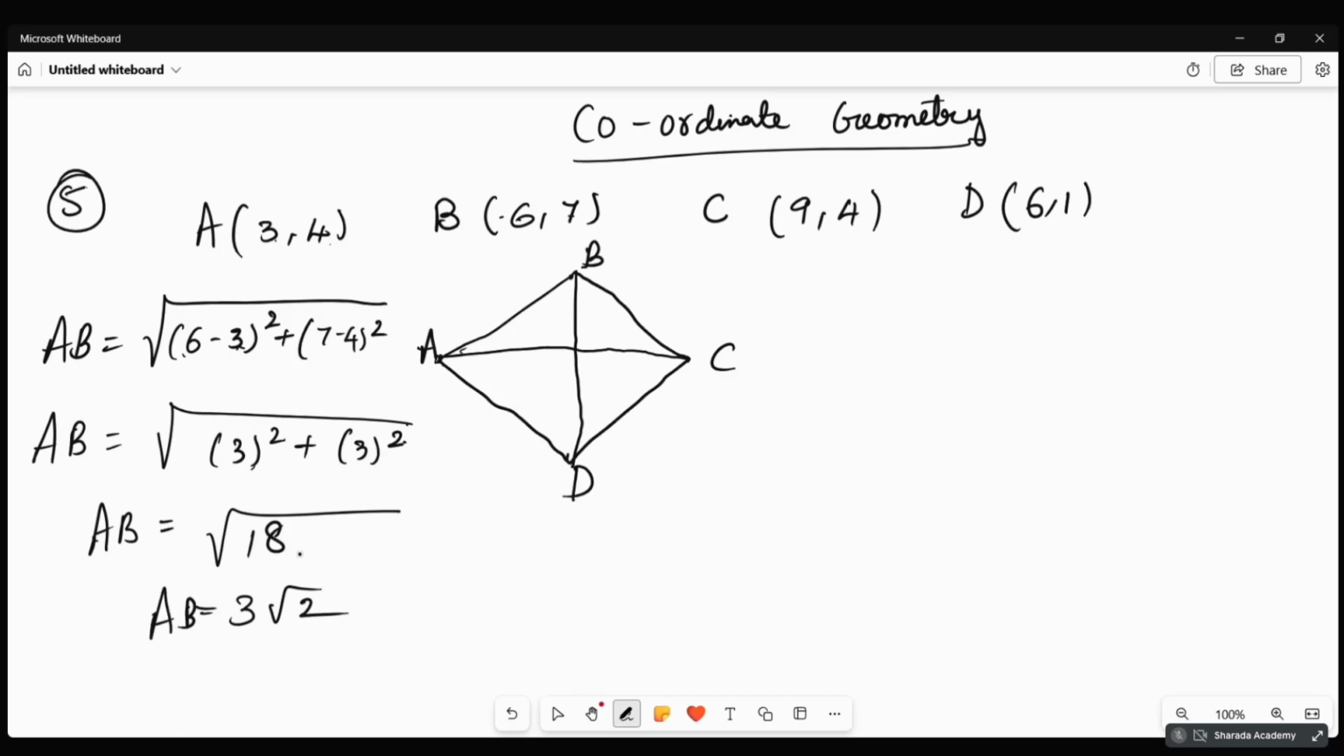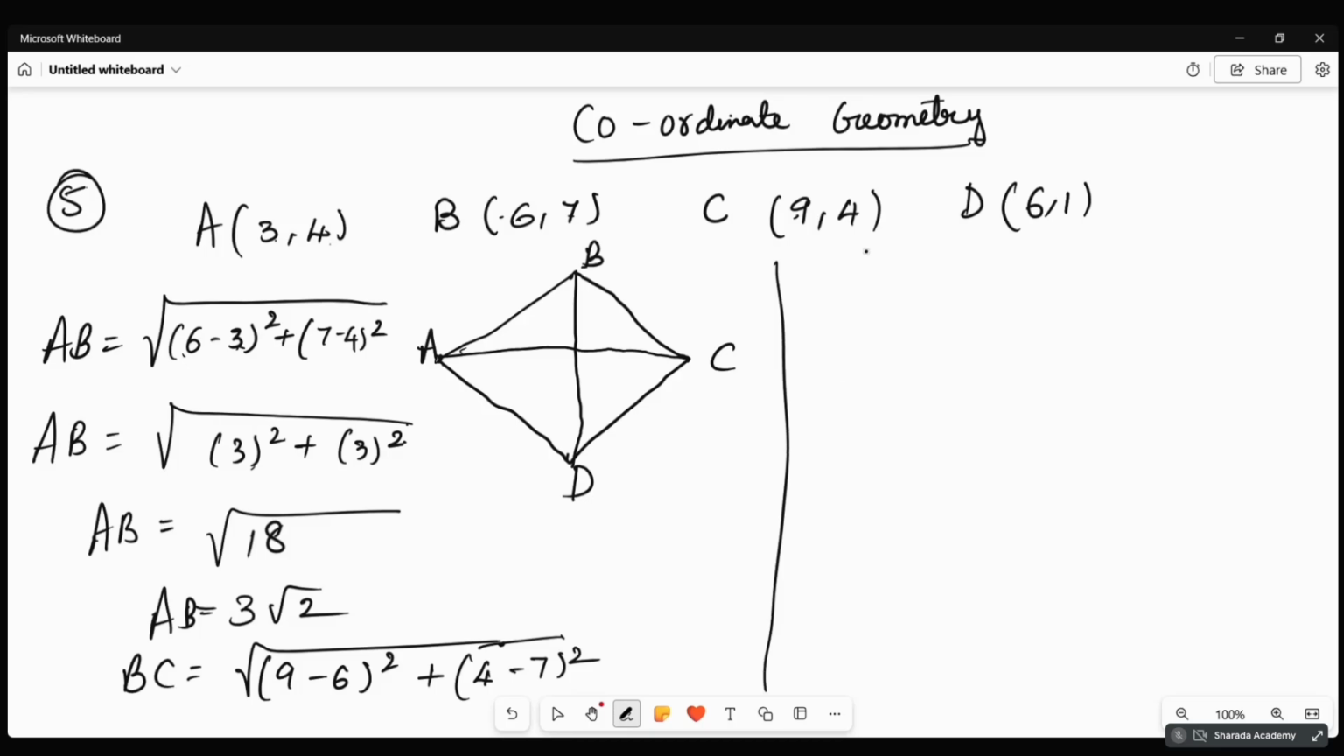Then BC. So what is BC equal to? Root of (9 minus 6) whole square plus (4 minus 7) whole square. What will you get? 3 square plus minus 3 square. Here also we get the same thing, 3 root 2. Next.